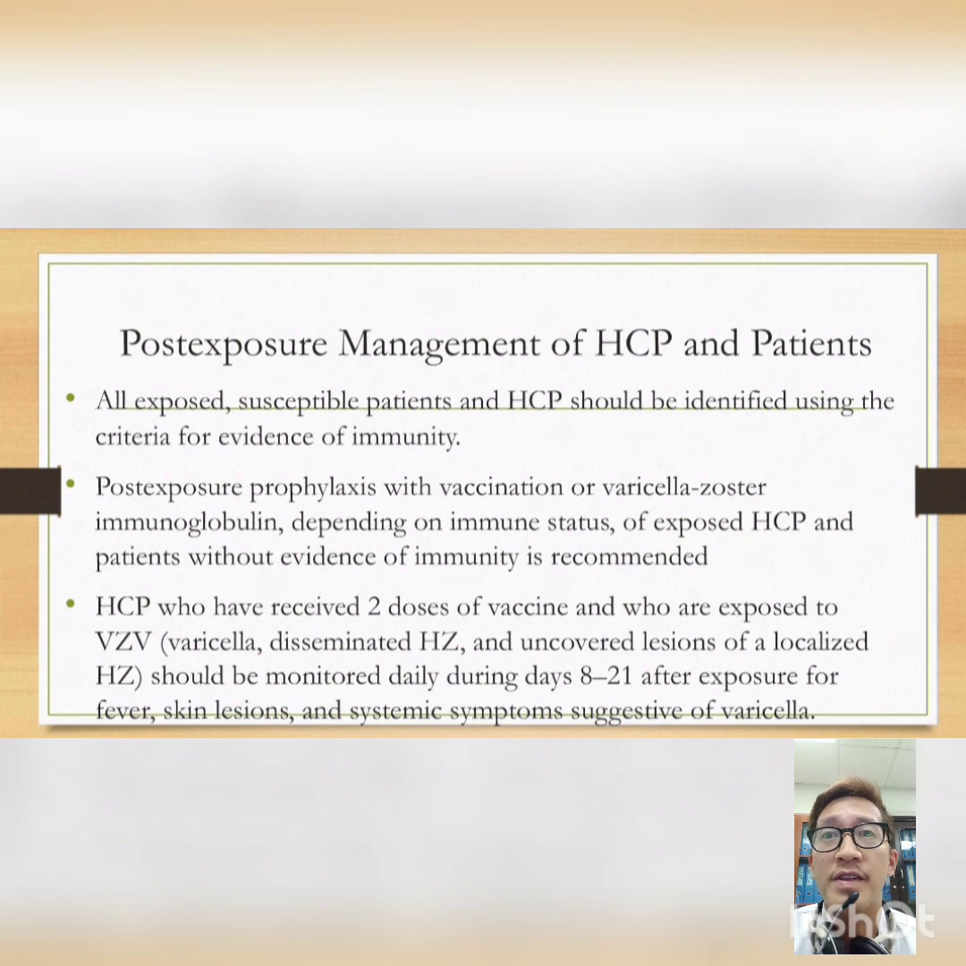Healthcare professionals who have received 2 doses of vaccine and who are exposed to varicella zoster virus, like varicella, disseminated herpes zoster, and uncovered lesions of a localized herpes zoster, should be monitored daily during days 8 to 21 after exposure for fever, skin lesions, and systemic symptoms suggestive of varicella.